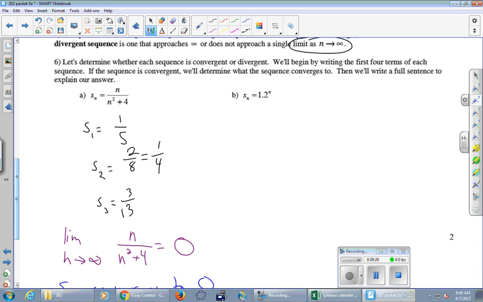Okay, next example, 1.2 to the n. Again, let's write out the first few terms here. Okay, first one, 1.2 to the first, it's just 1.2. Next one is 1.2 to the 2, 1.44. I think 1.728, am I right on that one? Yes or no?